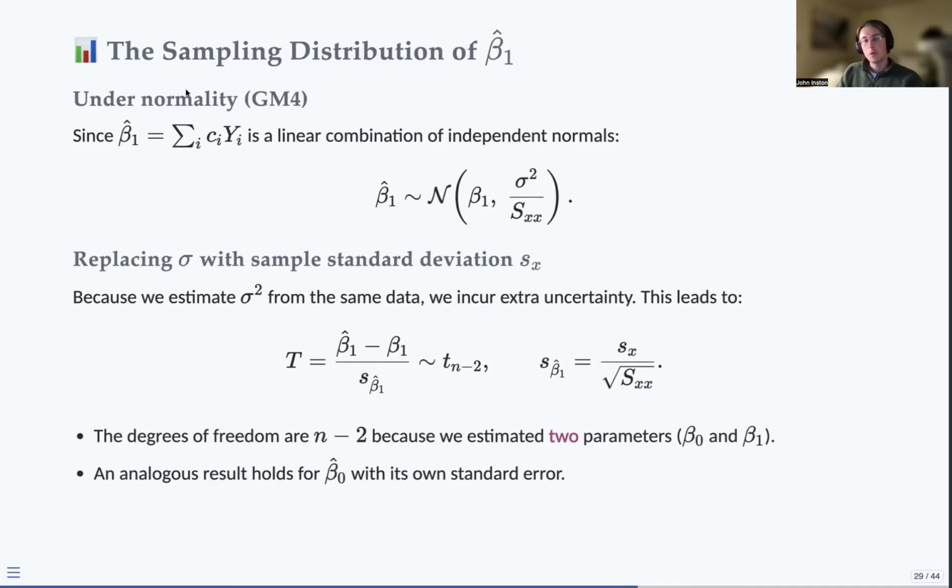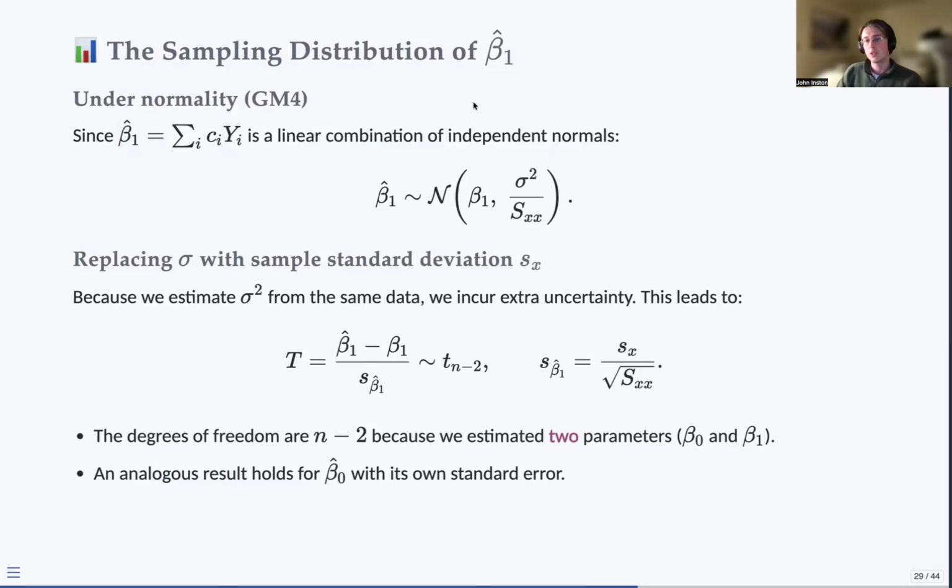So we've spoken about this before, but we've used this expression before. Using this expression as our intuition, we can see that our parameter for beta hat 1 can be written as this linear combination of independent normals. So y has a normal distribution. Ci doesn't have any distribution. And so this is essentially just a sum of independent normal random variables.